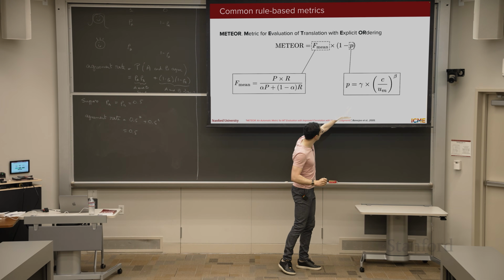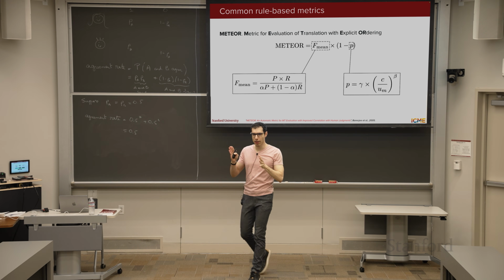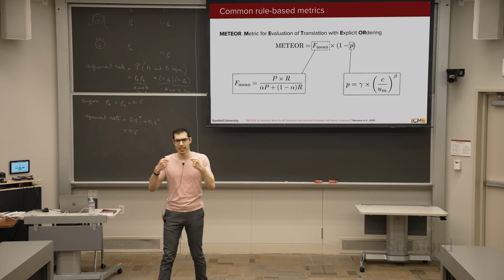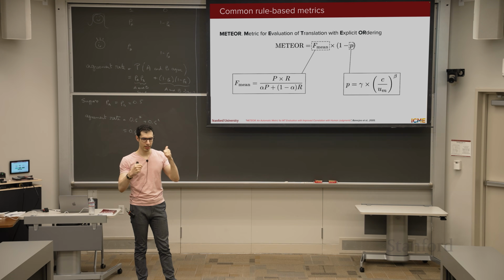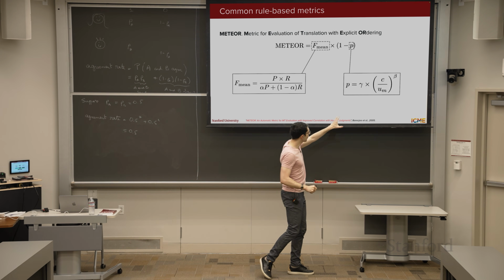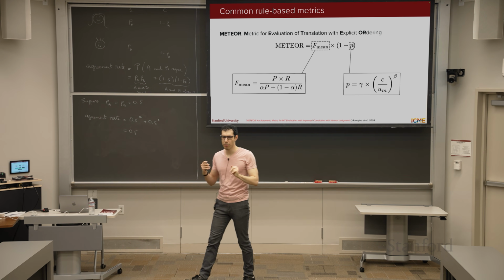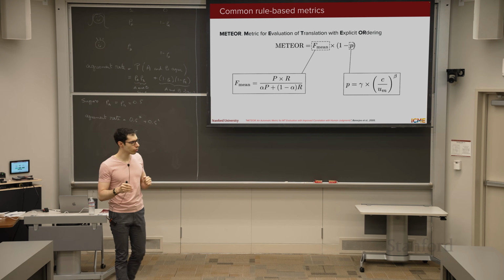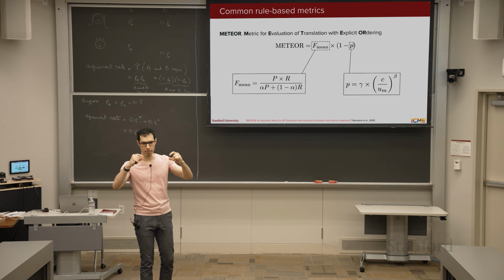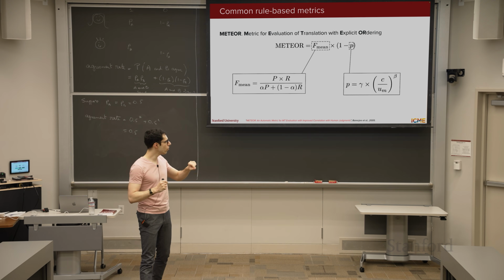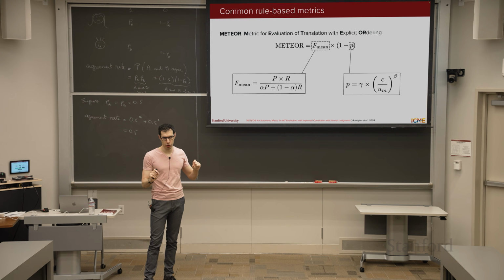And then we have another quantity here, which is the penalty. I mentioned the penalty tries to incentivize good ordering. So if it's ordered the same in the reference and in the prediction, then it's good. Otherwise, it's bad. And so here there's a bunch of quantities. Gamma and beta are hyperparameters that people arbitrarily choose. And it's a function of C, the number of contiguous chunks that are matched, over the matched unigrams, the number of matched unigrams.